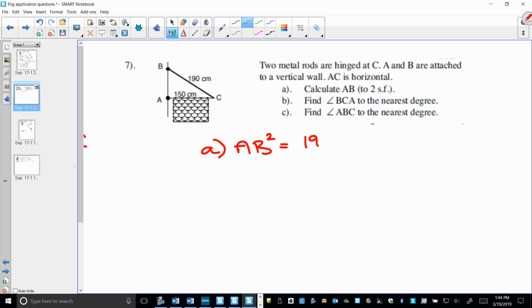190 squared minus 120 squared. Okay, are we all happy with that? Yes. It's subtract because we are finding a short side. We always start off with our hypotenuse. When you write AB squared, you always start with the hypotenuse. This is how I always do it. I always start with my unknown.